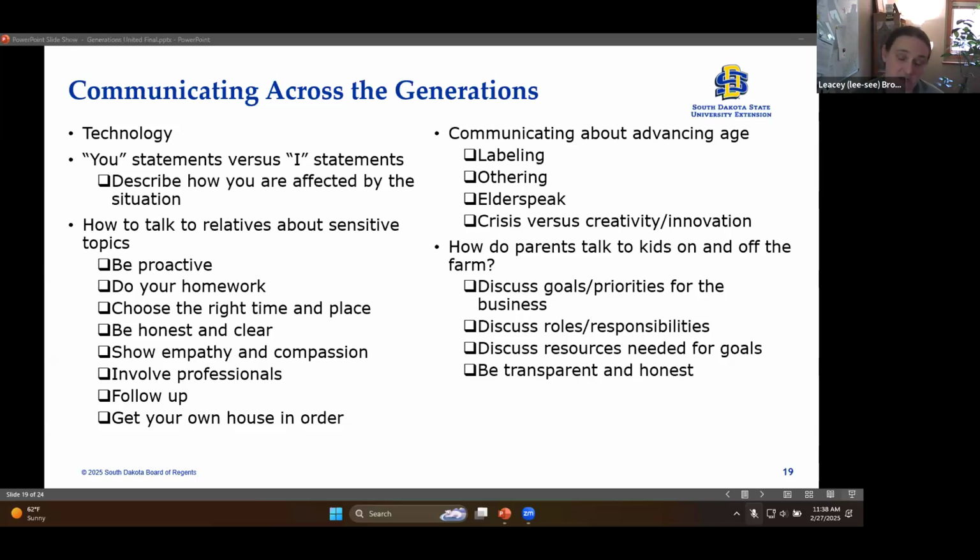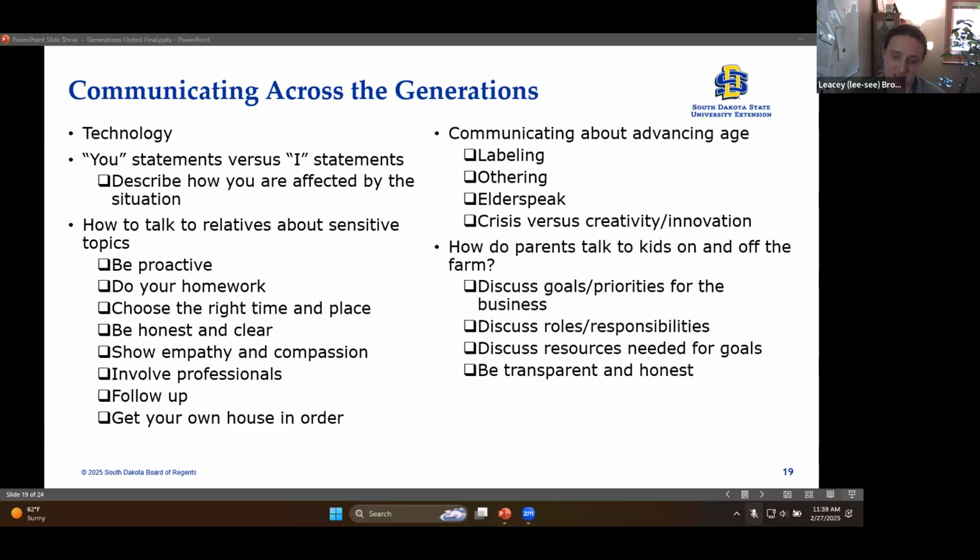Show empathy and compassion. When we're talking about sensitive issues, it could be health related, it could be death and dying related, it could be family business related, so try to be empathetic and compassionate about what folks are going through, especially when we're talking about these sensitive topics that can be really difficult to talk about.